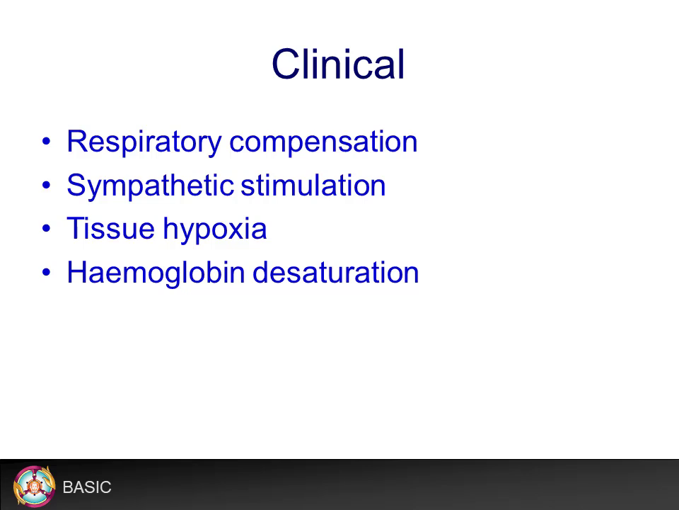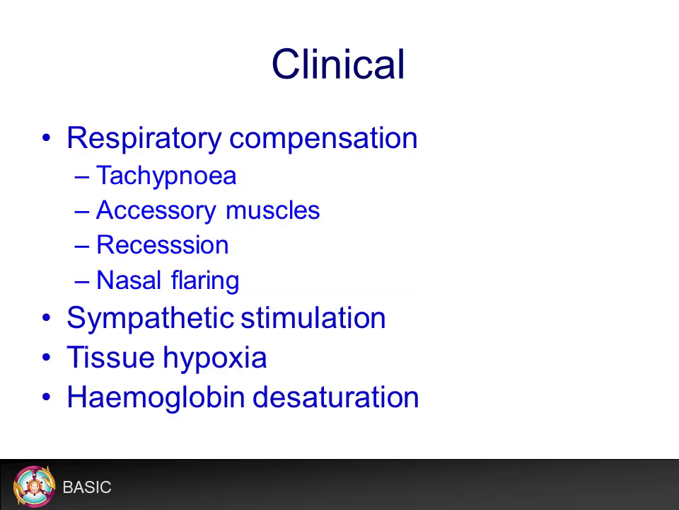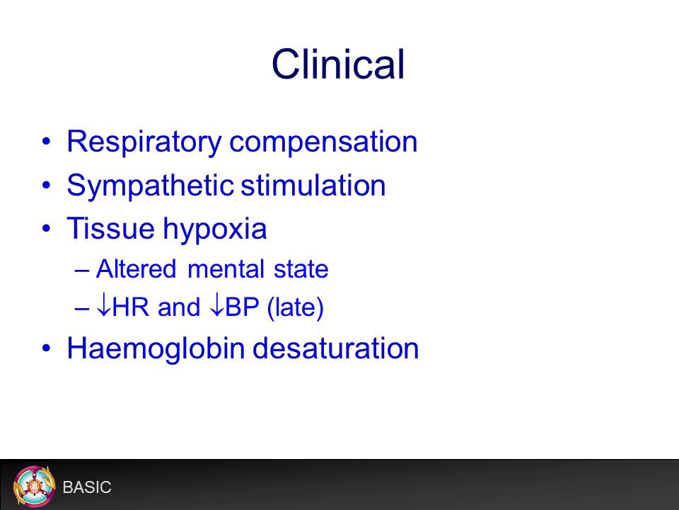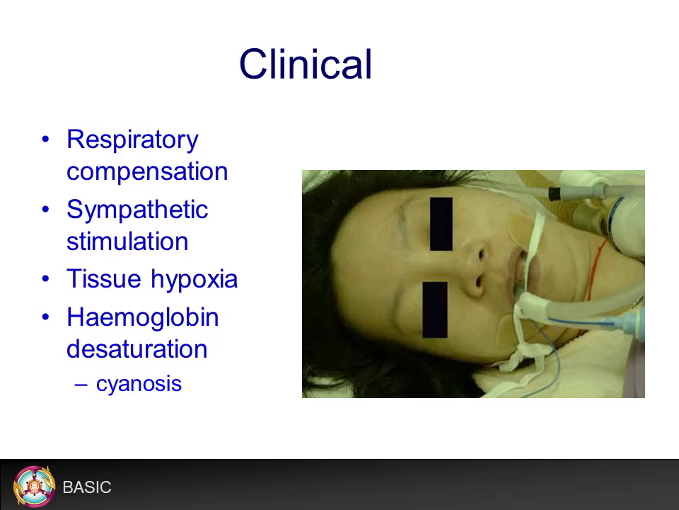Clinical signs of respiratory failure can be divided into signs of respiratory compensation, such as tachypnea, use of accessory muscles, recession, and nasal flaring; signs of sympathetic stimulation, such as tachycardia, hypotension, and sweating; signs of tissue hypoxia, such as altered mental state and, at a very late stage, bradycardia and hypotension; and hemoglobin desaturation, which is manifested as central cyanosis.